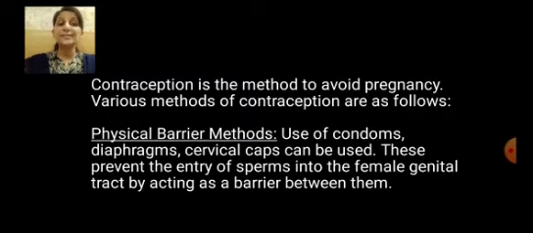The first is the physical barrier methods. What is the importance of a physical barrier? It acts as a barrier between the fusion of the male gamete and the female gamete. The physical barriers are condoms, diaphragms, and cervical caps. What is the principle behind using physical barrier methods? They prevent the entry of the sperm into the female genital tract by acting as a barrier. So the physical contact between the male and the female gamete is avoided, because it does not allow the entry of the male gamete into the female reproductive tract.